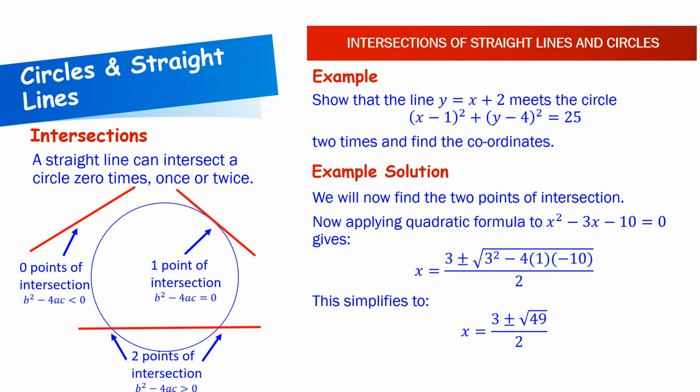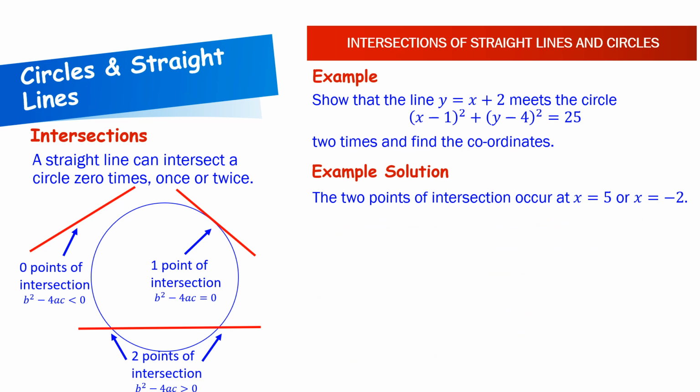This simplifies to x equals 3 plus or minus root of 49 all over 2. And of course, square root of 49 is 7. So x equals plus 5 or minus 2. Therefore, the 2 points of intersection occur at x equals 5 or x equals minus 2.